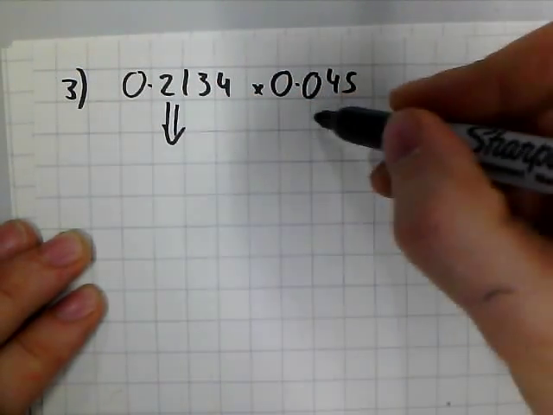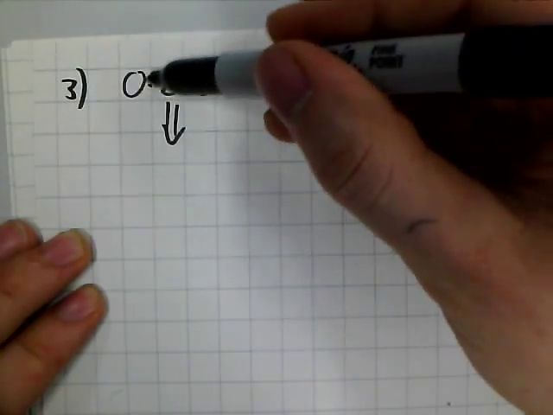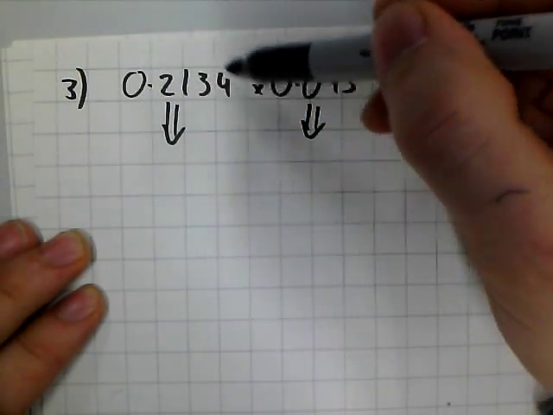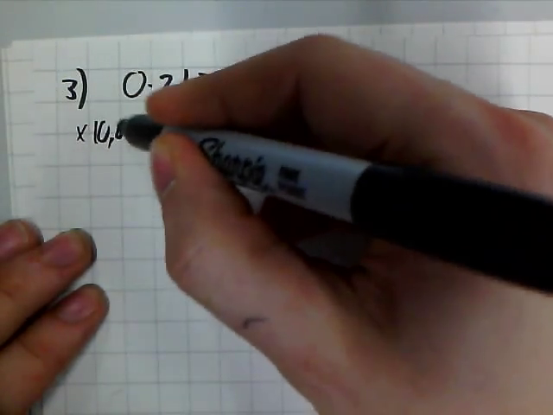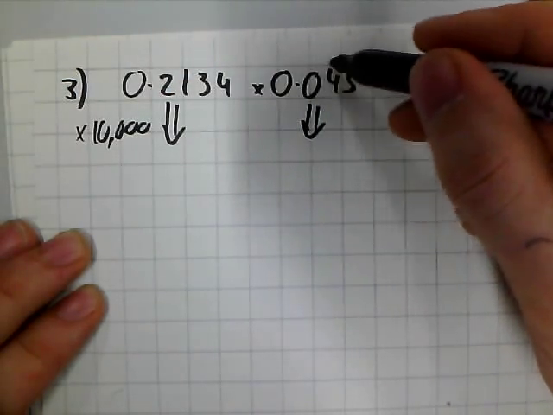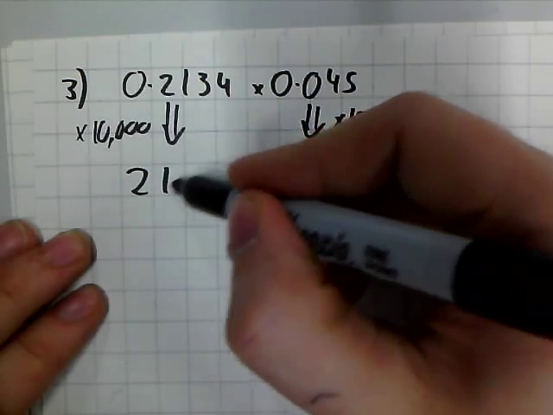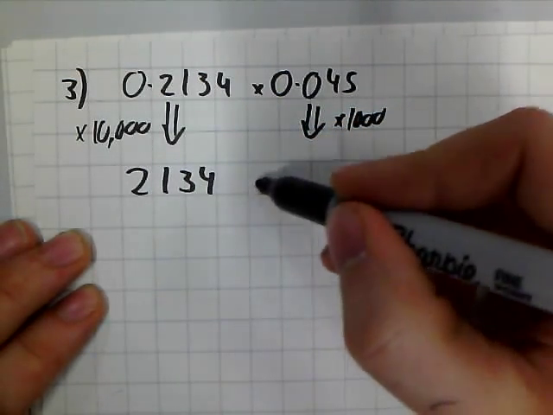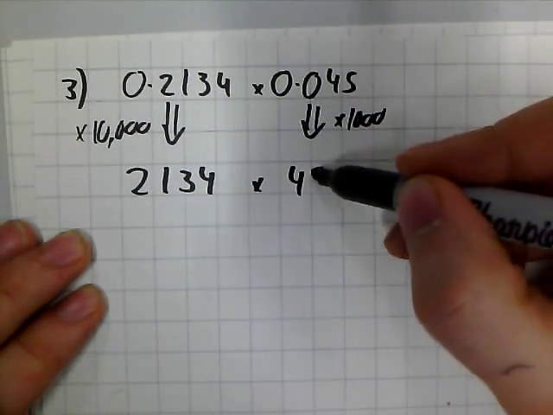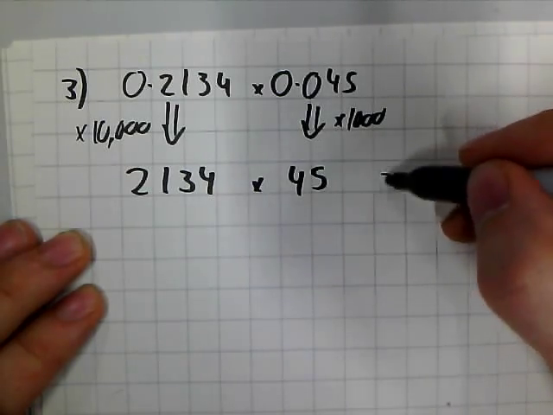So multiply by 10,000, and multiply by 1,000. So I've got 2,134 times by 45. Let's do that sum on the side here.